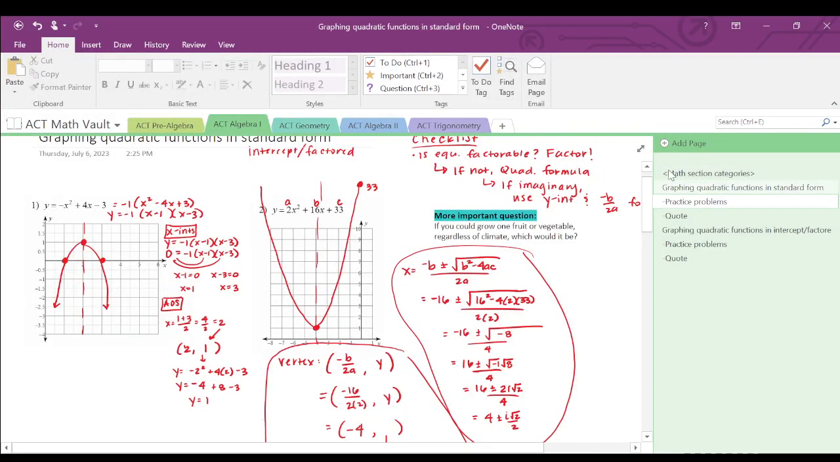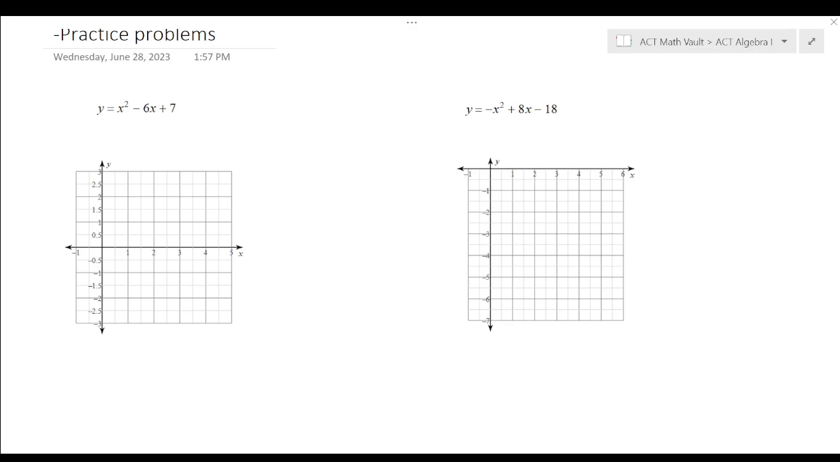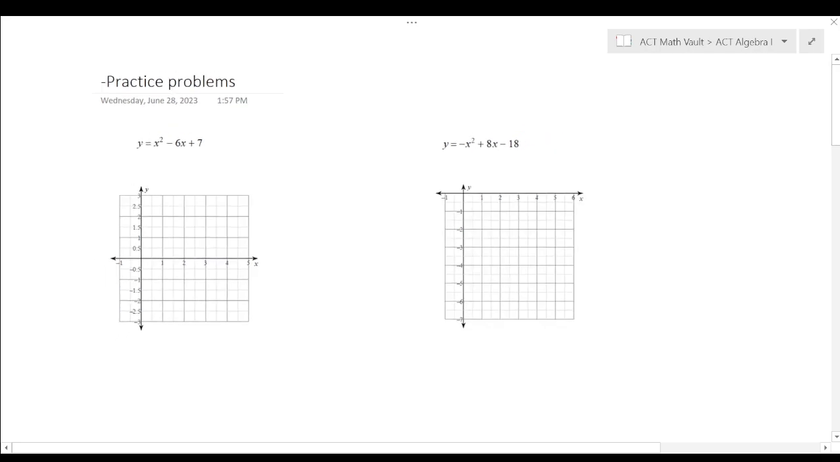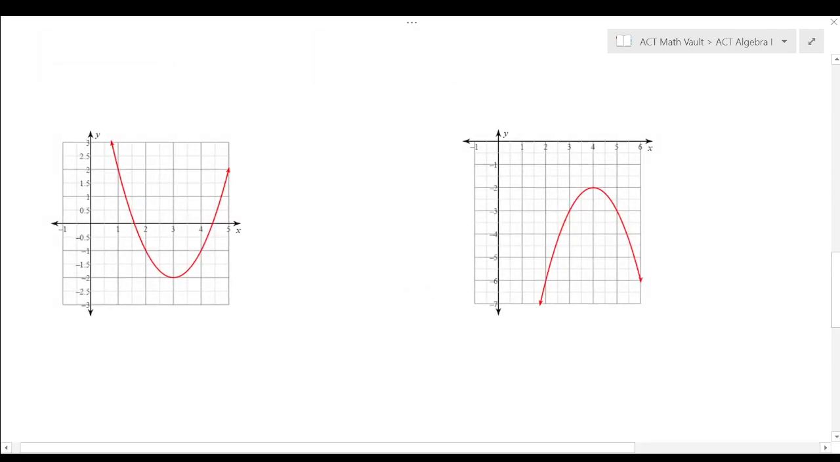For practice problems, here are 2. It's kind of hard to tell if they'll be the easy, medium, or hard. Give them a whirl. You can pause the video and I'll reveal the answers. Okay, here they are. One's pointing upwards, one's pointing downwards. Notice this would be the hard one because it's floating. It does not hit the x-axis here. And that tells you that there are no x-intercepts. So think about using the quadratic formula, and then how would you find the vertex there?